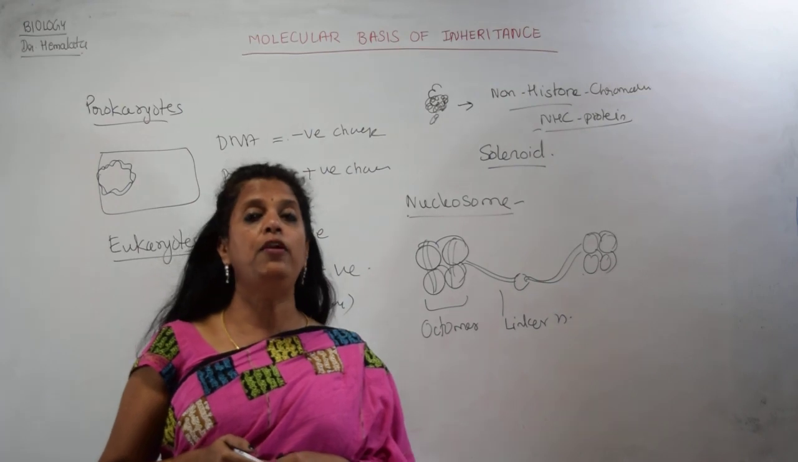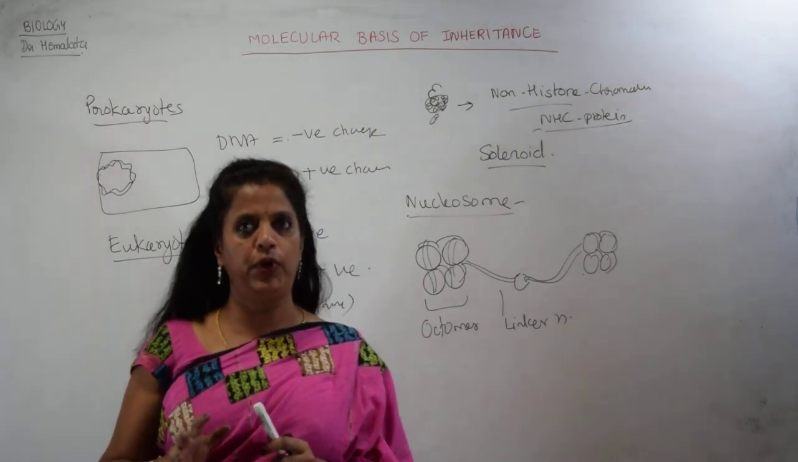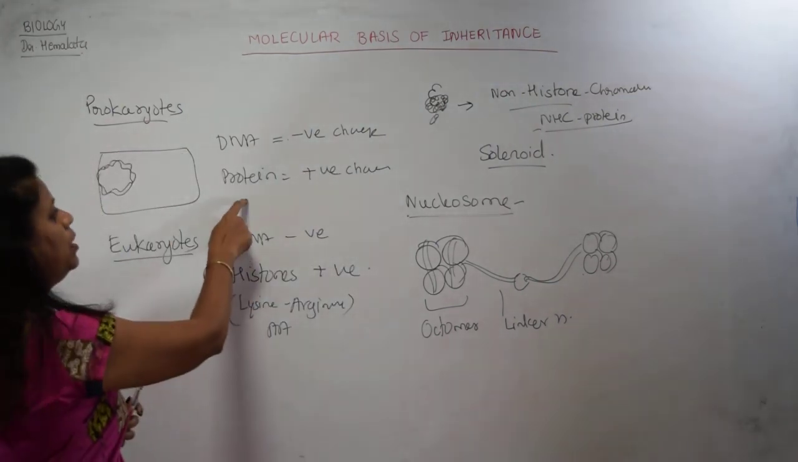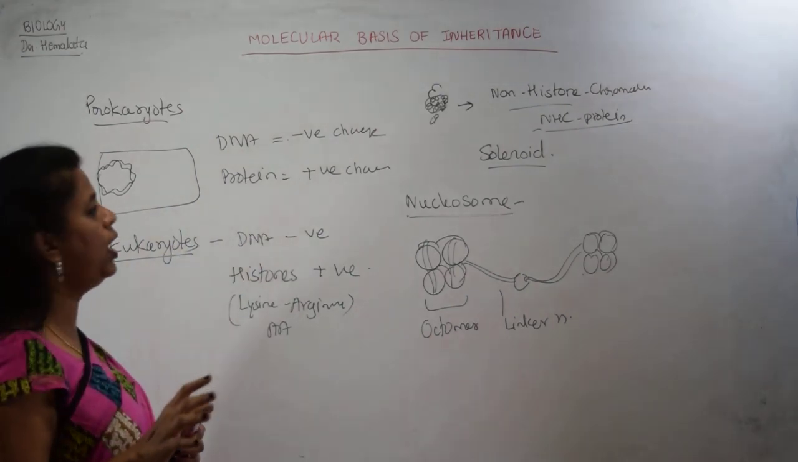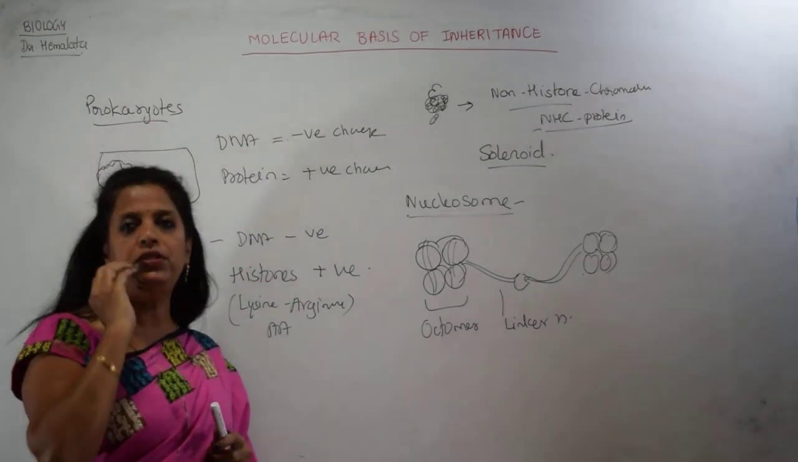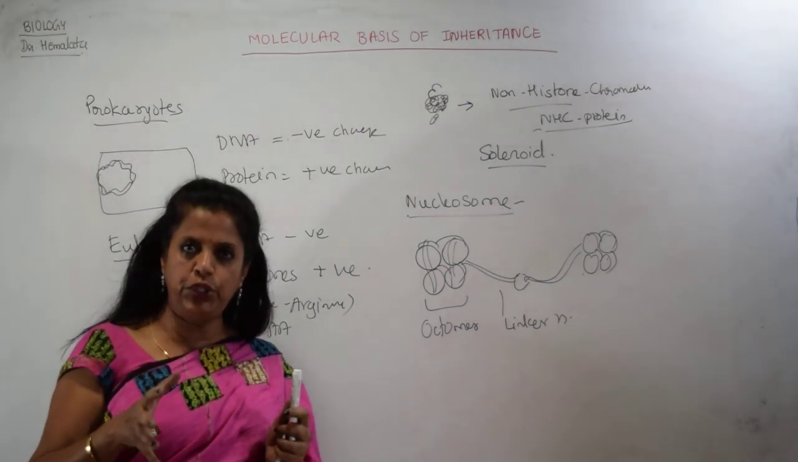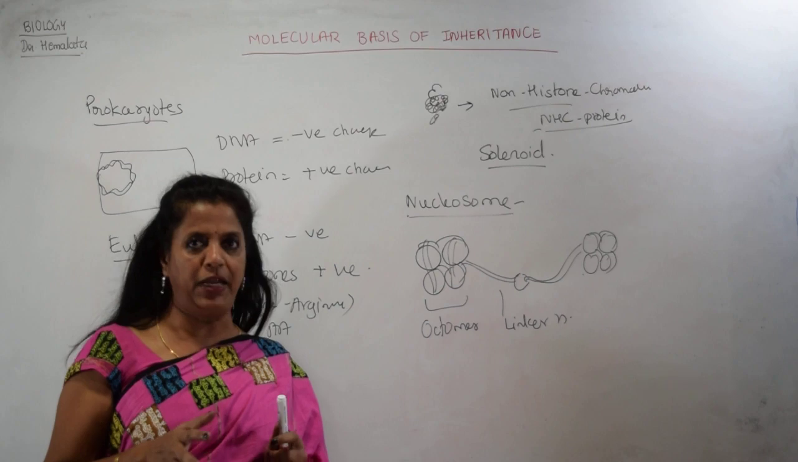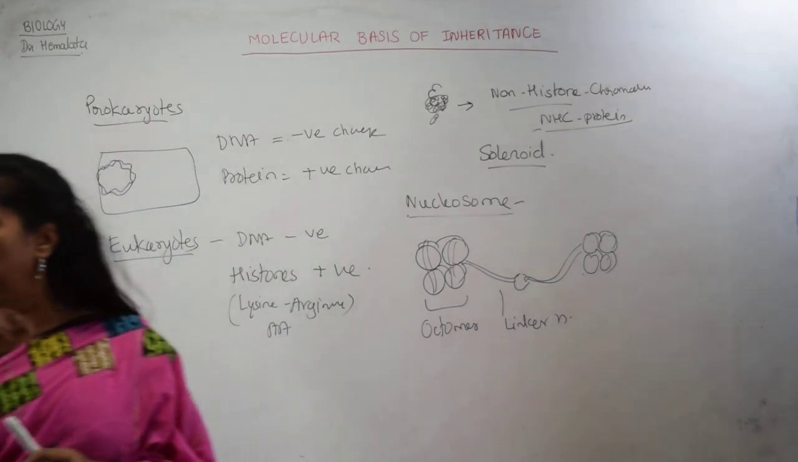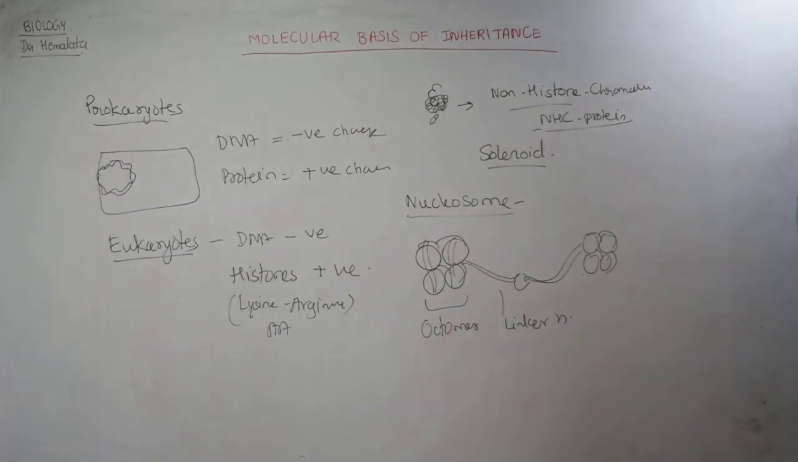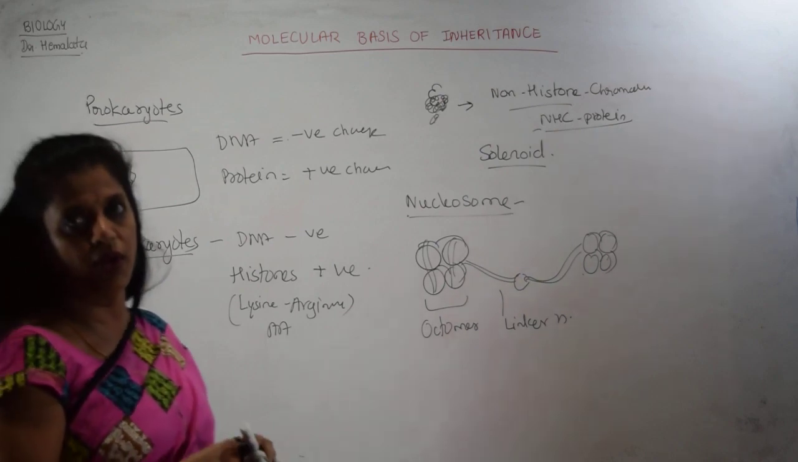But prokaryotes do not contain the histone protein, they contain something else. I told you, some protein which is positively charged. They don't have histone proteins. They have positively charged proteins which will hold the DNA at a particular position in the cytoplasm of the bacteria. Right? Now, let's move on to the next unit. This is how DNA is arranged in the nucleus.